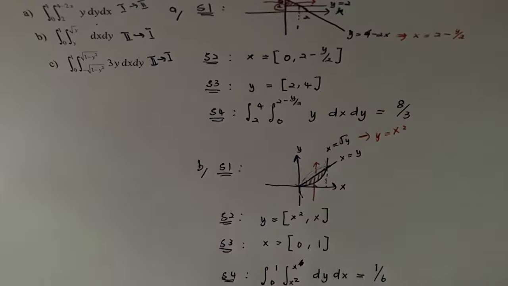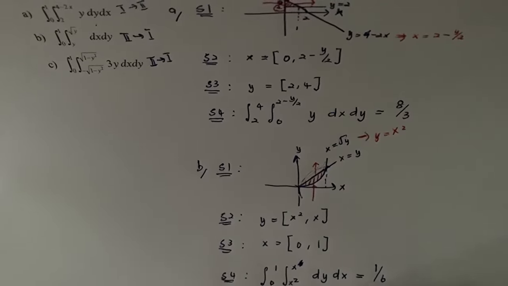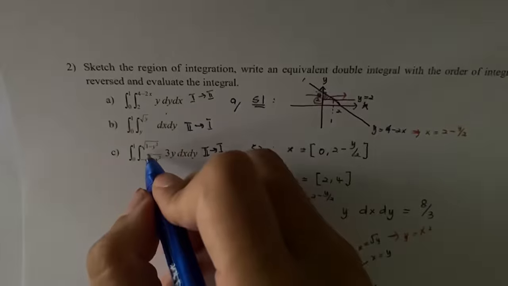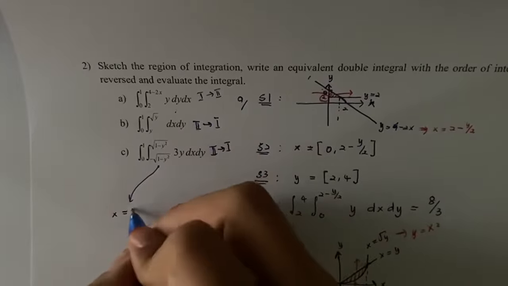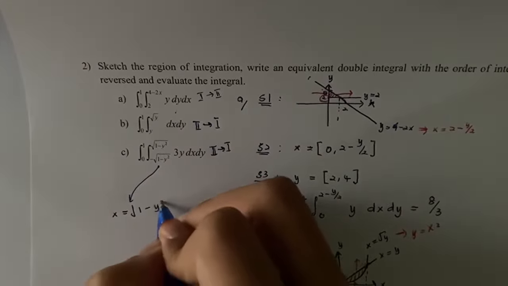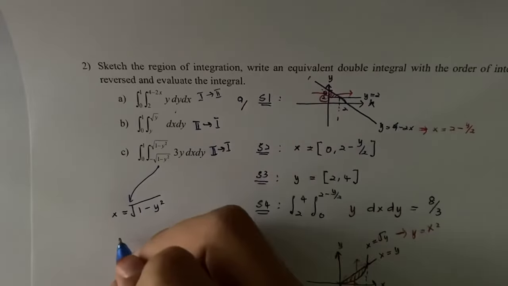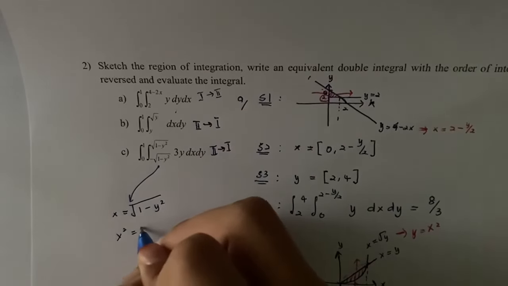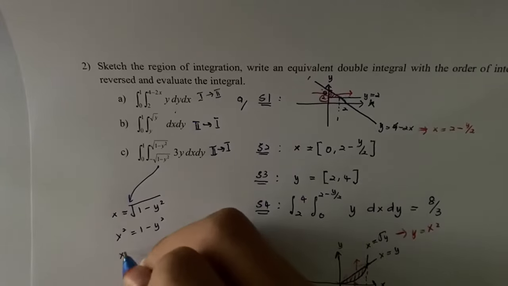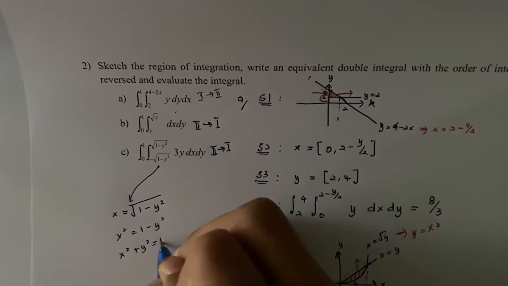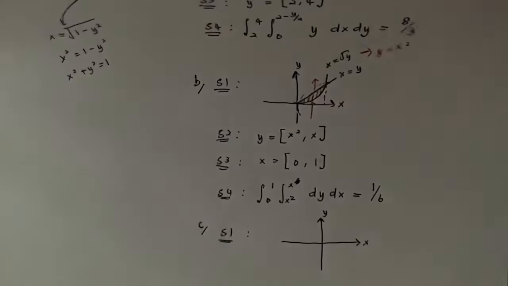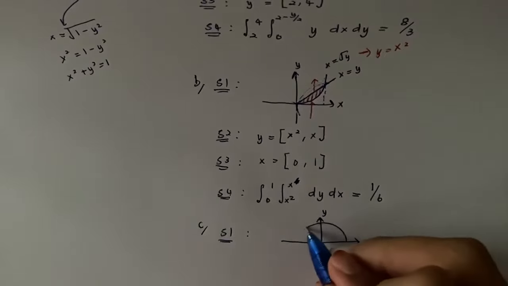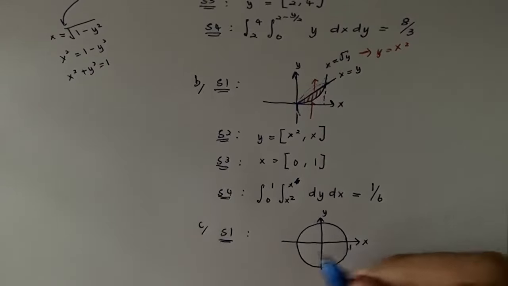So for this one, you have y, you have x. You have x equal to, for the limit, you have this one: x is equal to square root of 1 minus y square. So you see this is actually x square plus y square equal to 1. So it's actually a circle with radius 1. So you can draw the circle with radius 1.